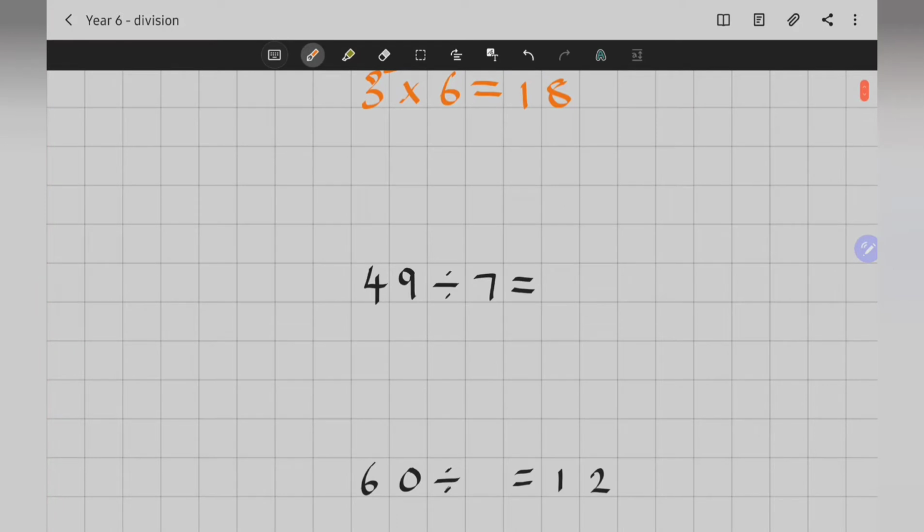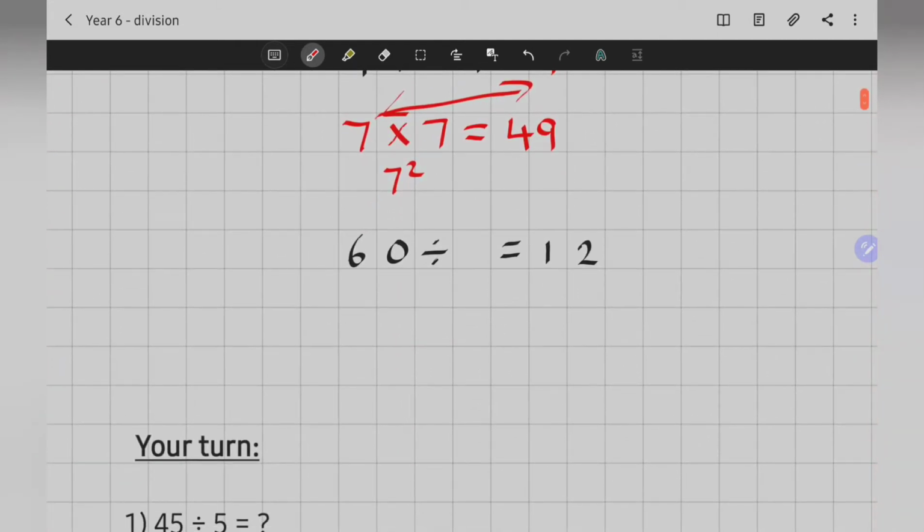49 divided by 7. Again, I'm going to use my times table knowledge to help me. So I know that 7 multiplied by 7 equals 49. It's a squared number, 7 squared. Therefore, 49 divided by 7 also equals 7. They're the inverse, the opposite.